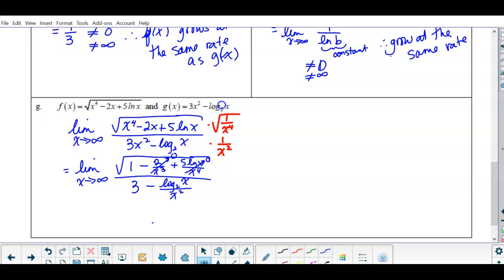And then same thing here. X squared is always going to grow faster than a logarithmic function. So this is going to end up being the root of 1 over 3, which is 1/3. Okay, so that's not equal to 0, not equal to infinity. So therefore, they're going to grow at the same rate.